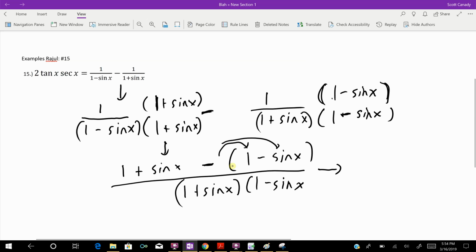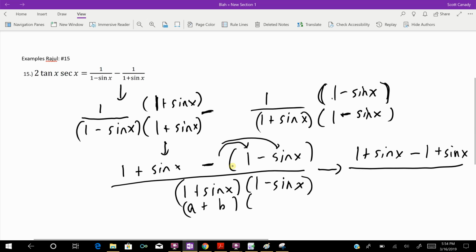This is going to become 1 plus sine x. Now we're distributing that negative sign, so that's going to be minus 1 plus sine x over this denominator right here, which is going to use difference of squares. So we've got a plus b, a minus b. That's going to turn into a squared minus b squared, where a is 1 and b is sine of x. So this is going to be turned into 1 minus sine squared x.